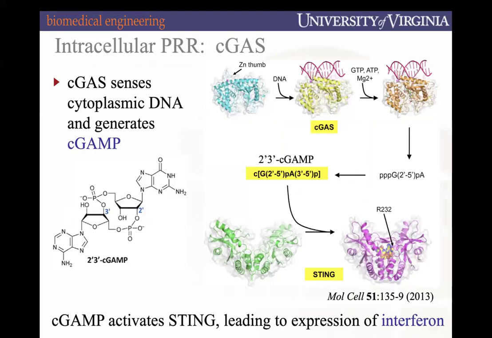The second to last pattern recognition receptor that's intracellular that we're going to focus on is called cGAS. What's unique about this one is that it senses cytoplasmic DNA. As you can imagine, our DNA is not free floating within the cytoplasm. Our DNA is restricted to the nucleus. So cytoplasmic DNA is typically a signal that there's some sort of other pathogen whose DNA is present.